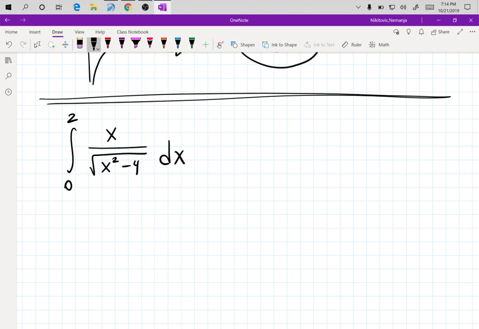Oh yeah, I do have it backwards. You are right. Yeah, I do have this backwards. It should be 4 minus x squared. You're right, because it doesn't work the other way. We get complex values.